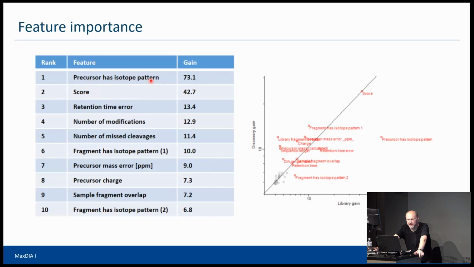One can imagine that whenever you have an isotope pattern for something, that raises the quality of the match, of course, compared to a feature that does not have an isotope pattern. That's why this is an important feature, even more important than the score itself.